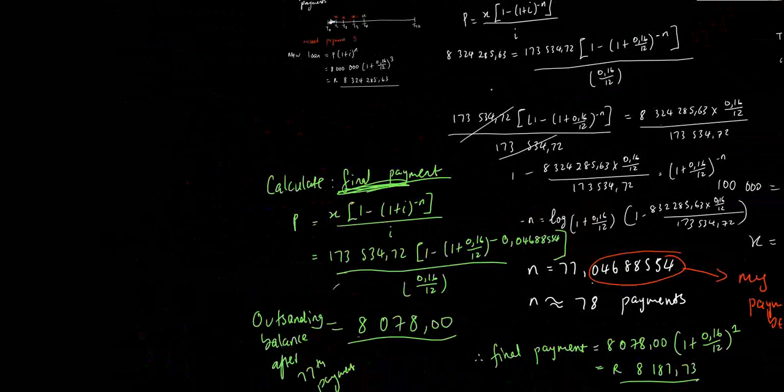You always round up. Now the 77, something digits after the decimal, those digits we can use to get the final payment, because they tell us that the final payment will be less than the installments. So you use that to get the outstanding balance after the 77 payments. Then you grow that outstanding balance by a month, then you get your final payment. So guys, I hope that this is clear.